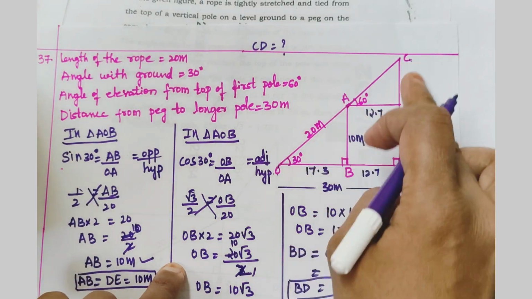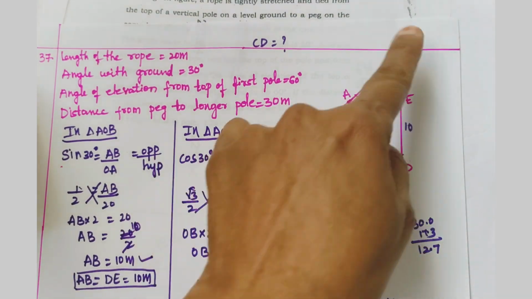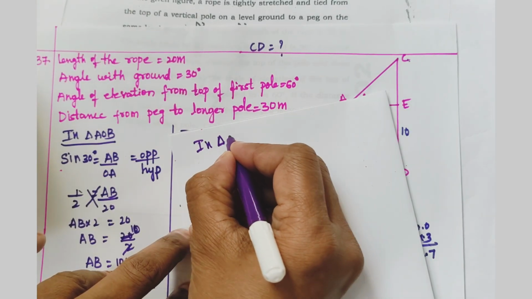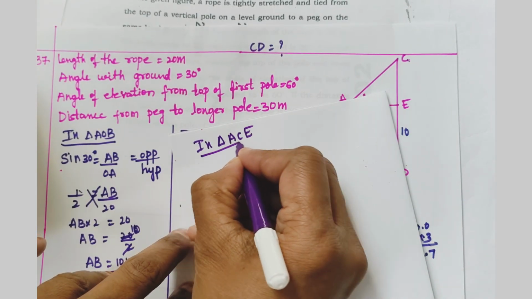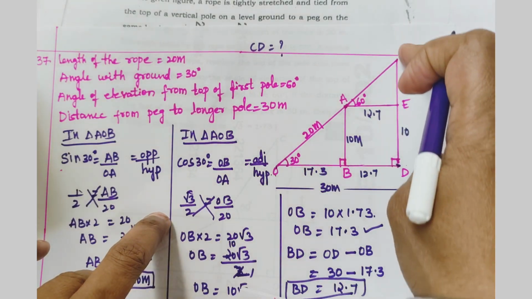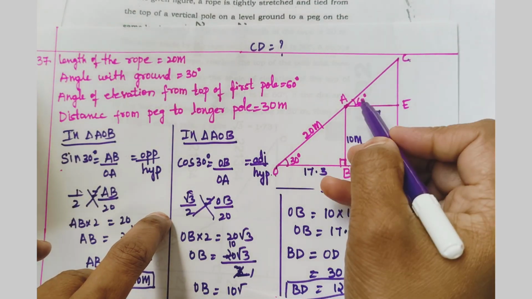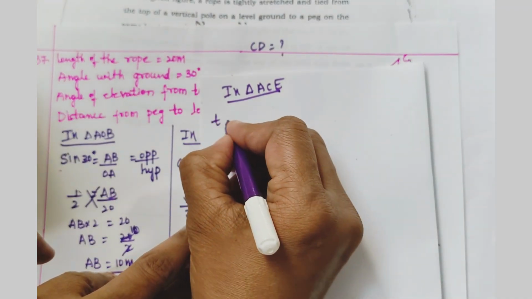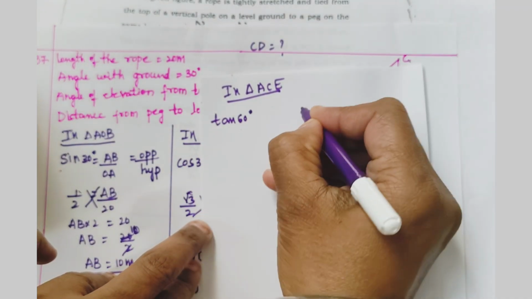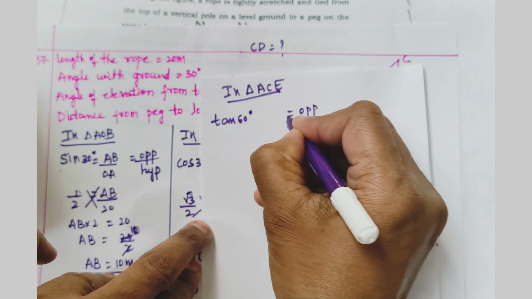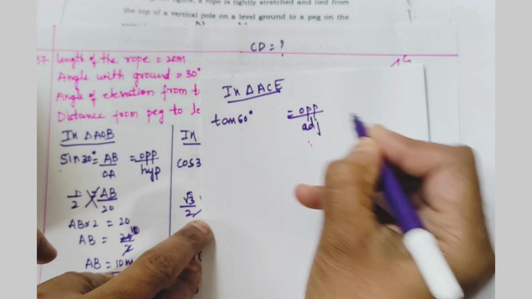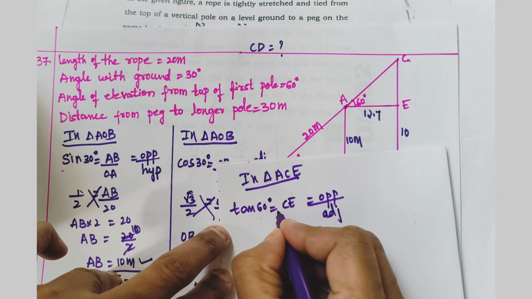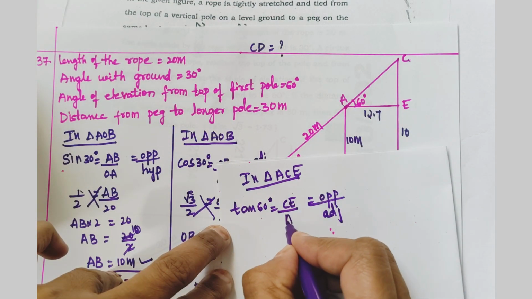So now what will we do? We will take triangle ACE. In triangle ACE, we want this distance, so we will take tan. Tan means opposite by adjacent. So now we take tan 60 degree. What is the opposite? CE is the opposite. What is the adjacent? AE is the adjacent.